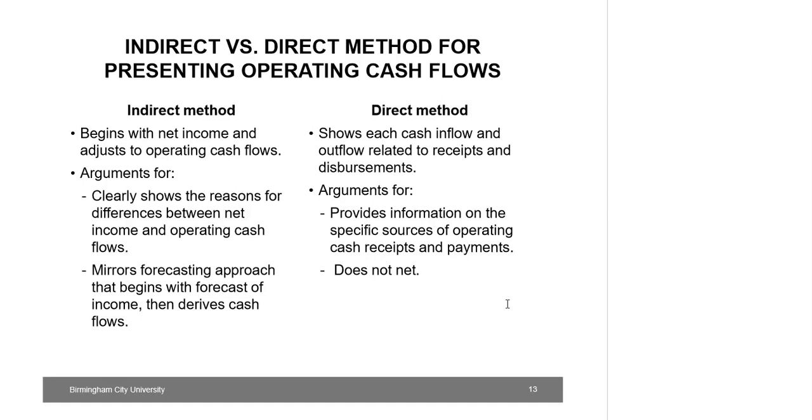Just as information on the specific sources of revenues and expenses is more useful than knowing only the net result, that is net income, the analyst gets additional information from a direct format cash flow statement. The additional information is useful in understanding the historical performance and in predicting future operating cash flows.